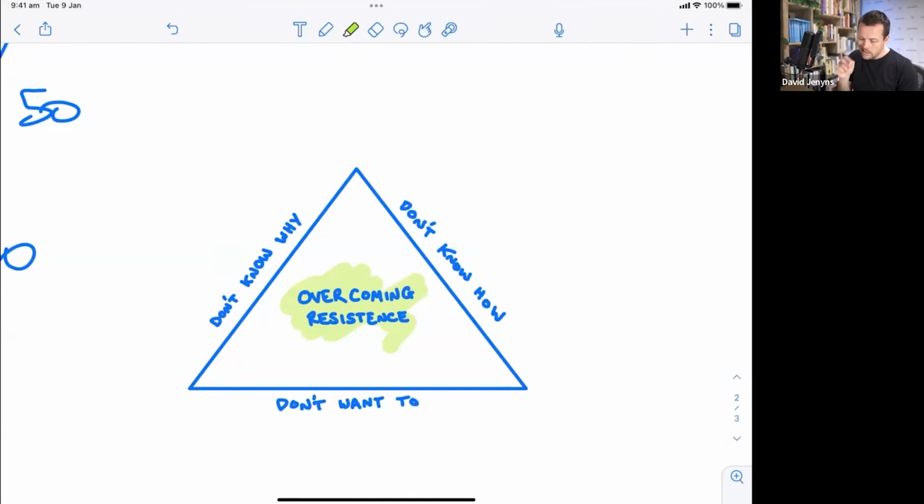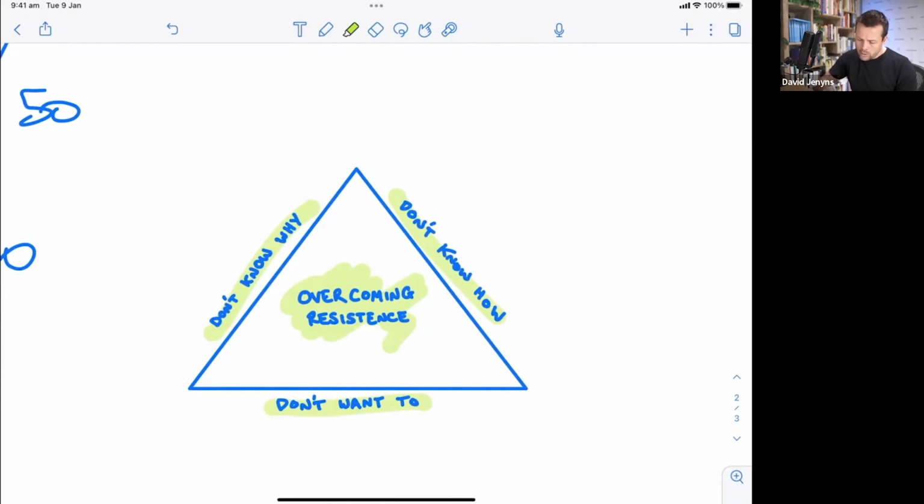If someone doesn't do something, generally it's because of three reasons. They either didn't know why, or it wasn't important to them. They didn't know how, or they just didn't want to. Those are the three reasons that people don't do stuff.